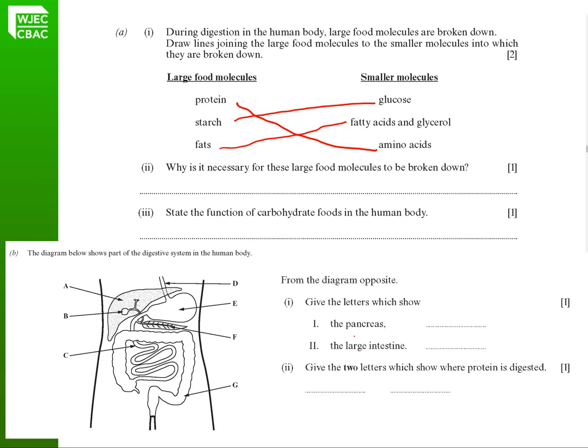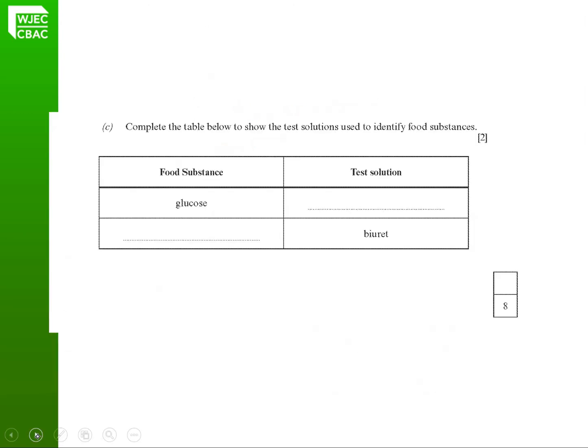From the diagram opposite, give the letters which show the pancreas. So the pancreas you should have is F, and the large intestine is G. Give the two letters which show where protein is digested. So protein is digested in the stomach, which is E, and the small intestine, which is C. Last bit of this question then, the food substance glucose, the test solution would be Benedict's, and the food substance which would be tested for with Biuret solution is protein.